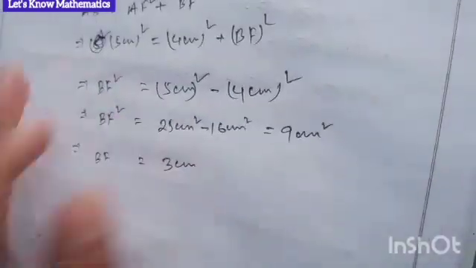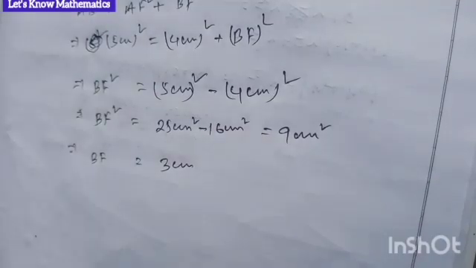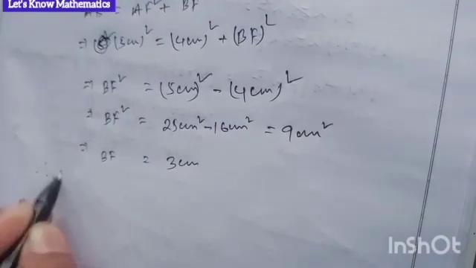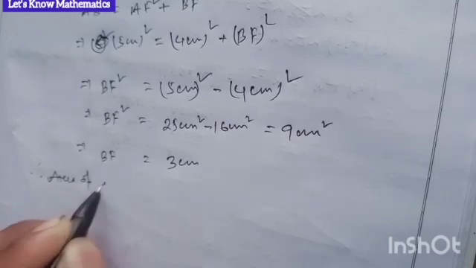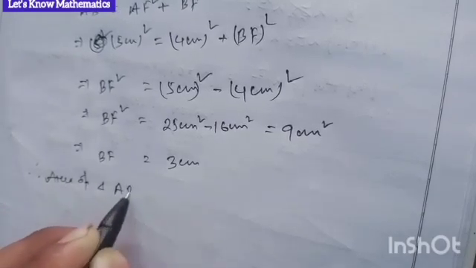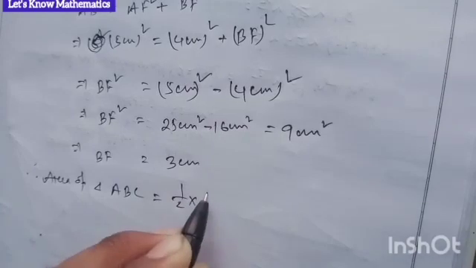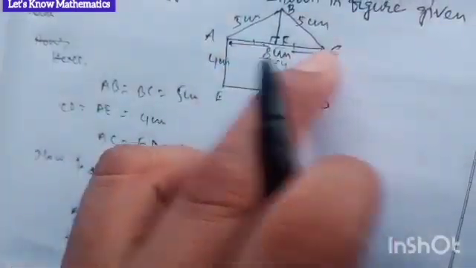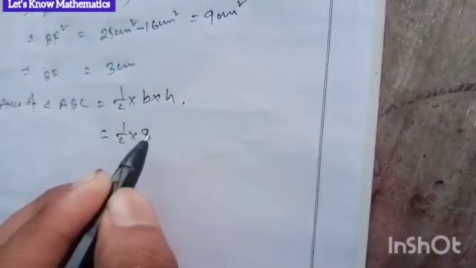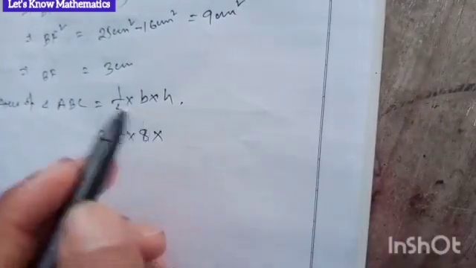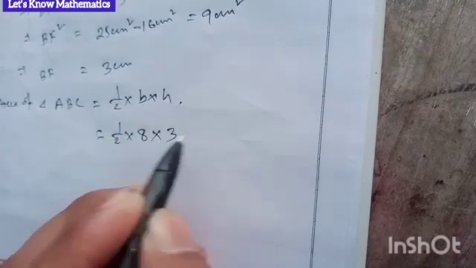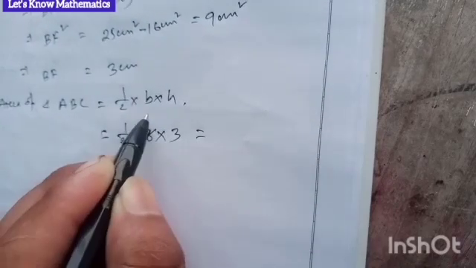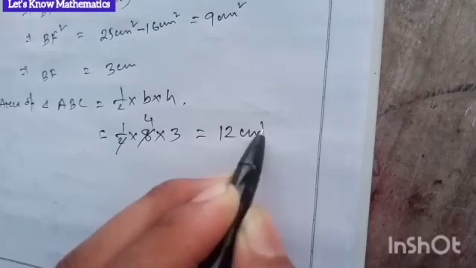Therefore area of triangle ABC is equal to half into base into height. Half into base, which is the whole 8 cm, into the height, which is 3 cm. If we cut it by 2, then 4 into 3 is 12 centimeter square.